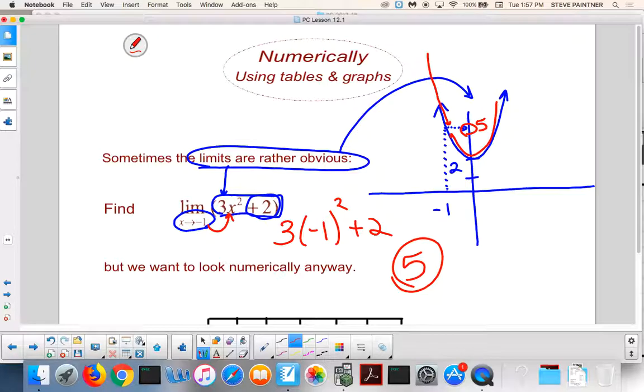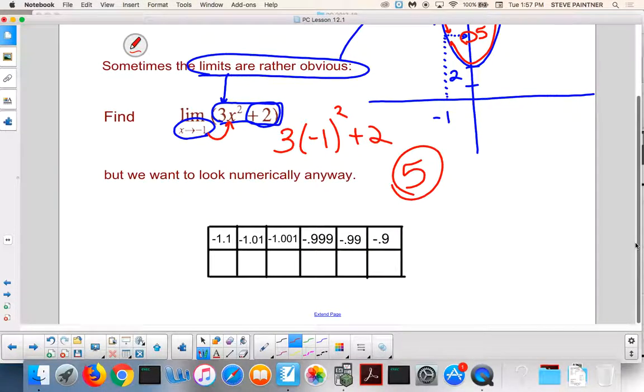Okay. Why is it rather obvious? Because this graph was what? Continuous. Continuous graphs are so easy. It's the ones that get kind of broken up. Okay. Would the table have given you this? Yep. Yeah, it would have. I'm not going to do it with you.